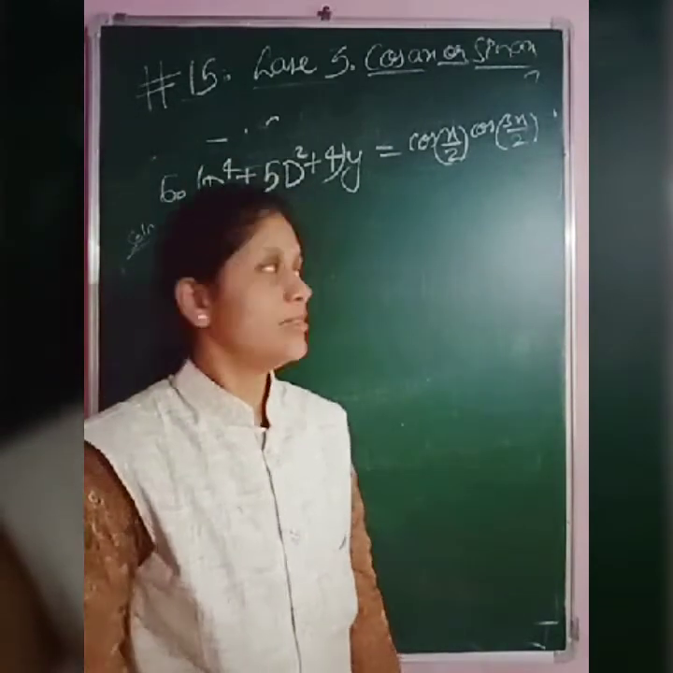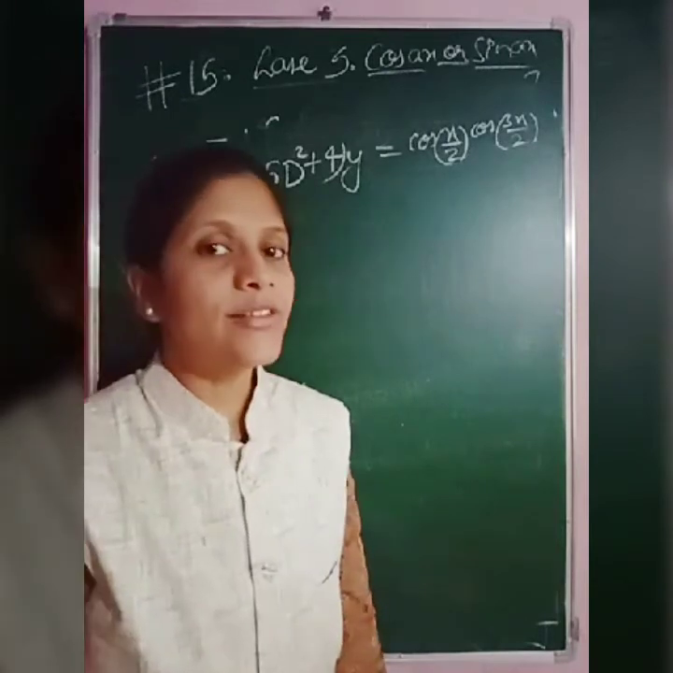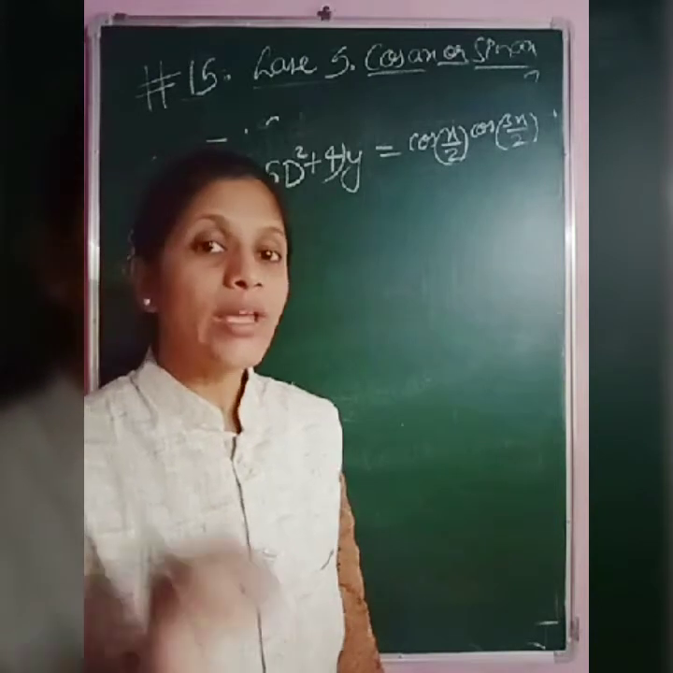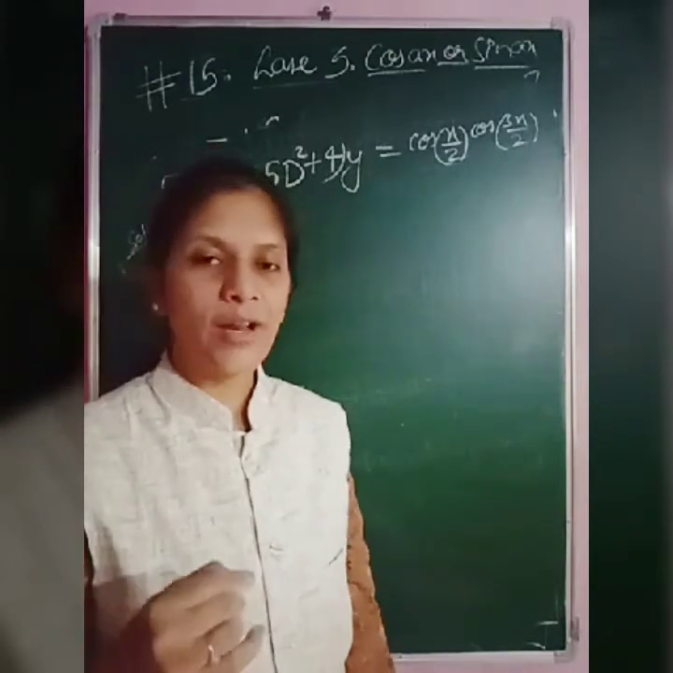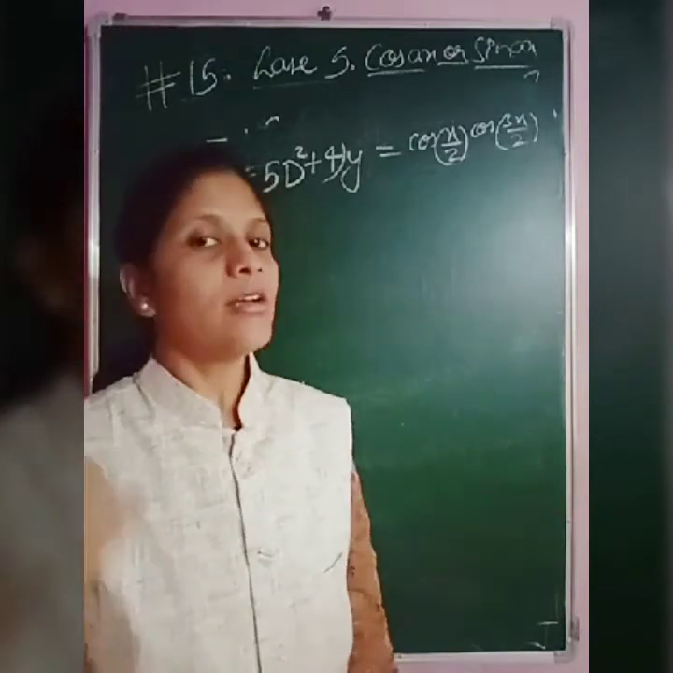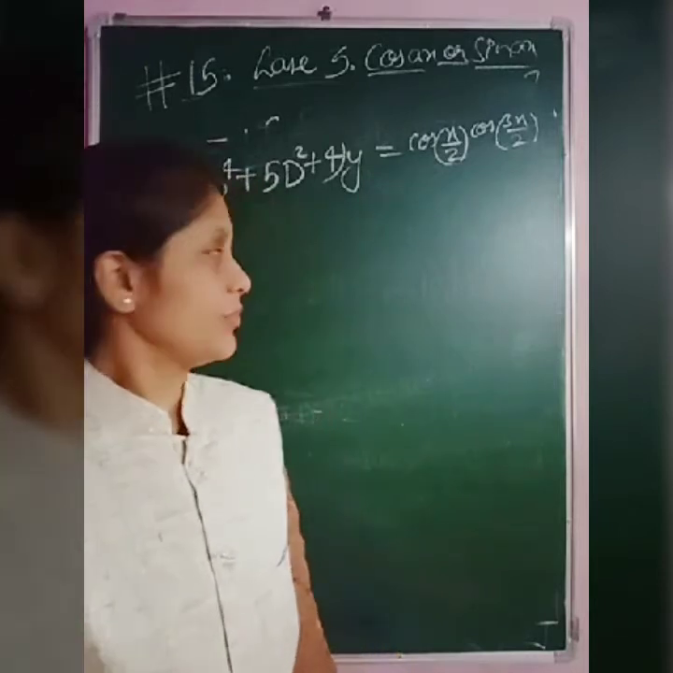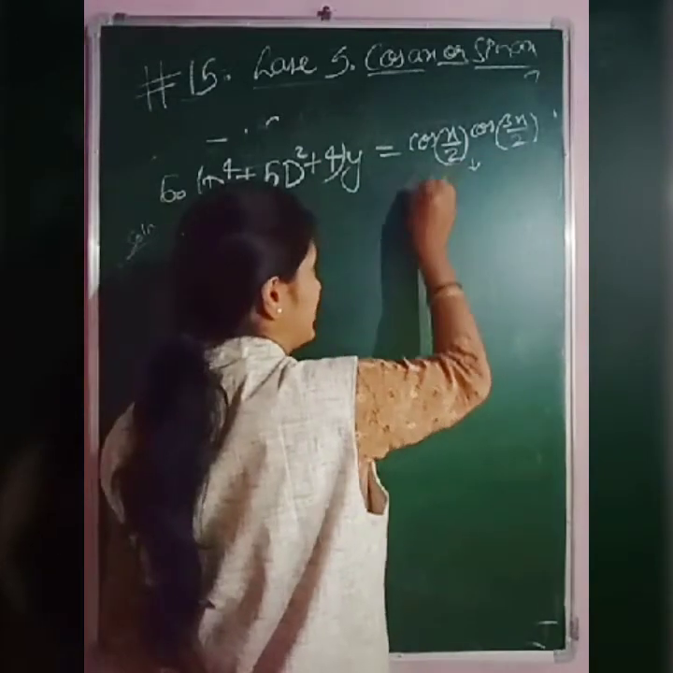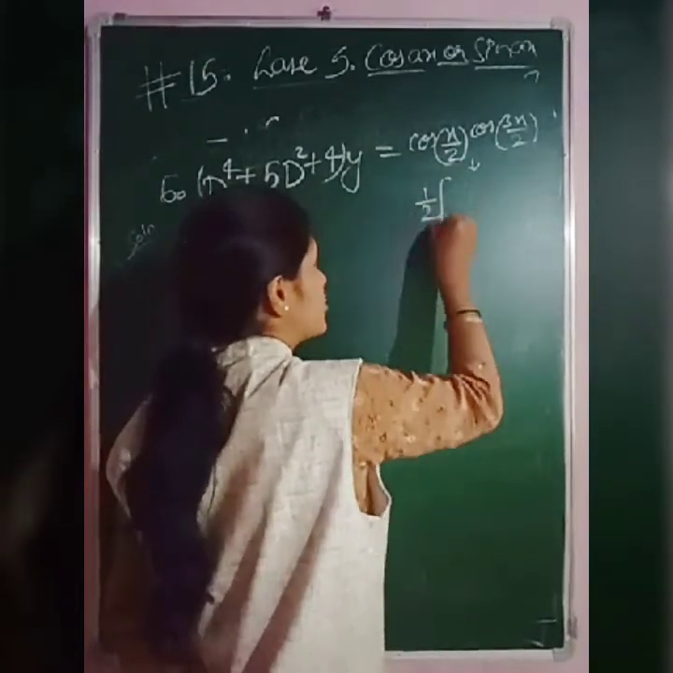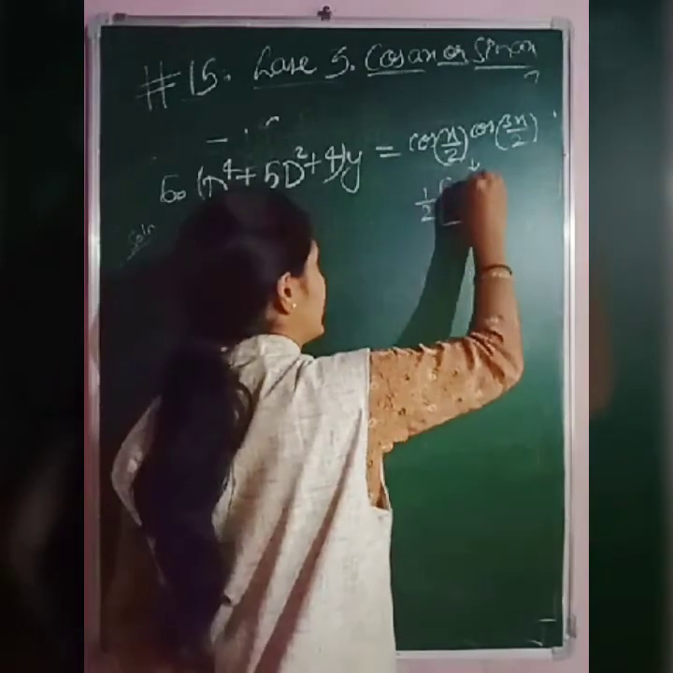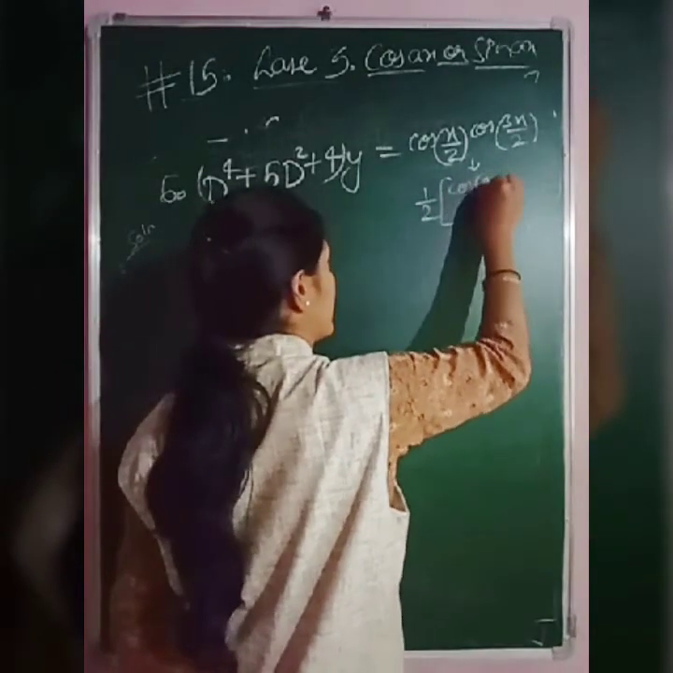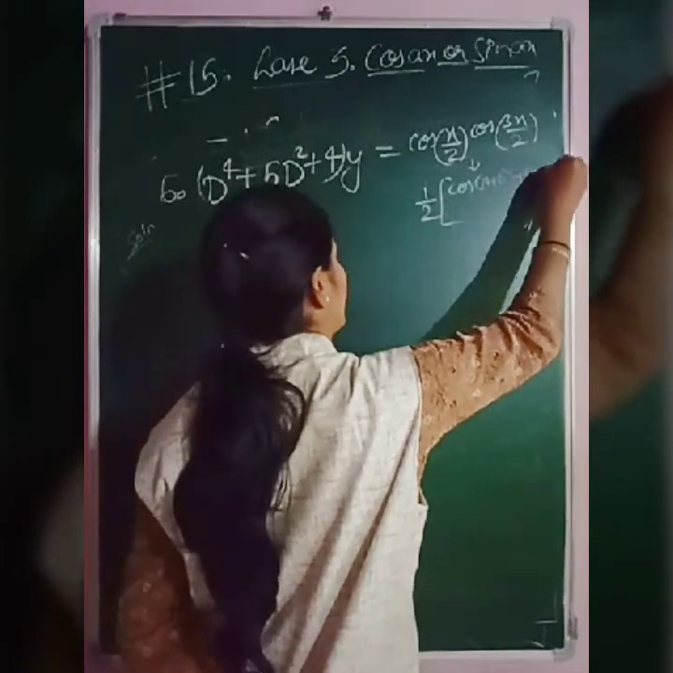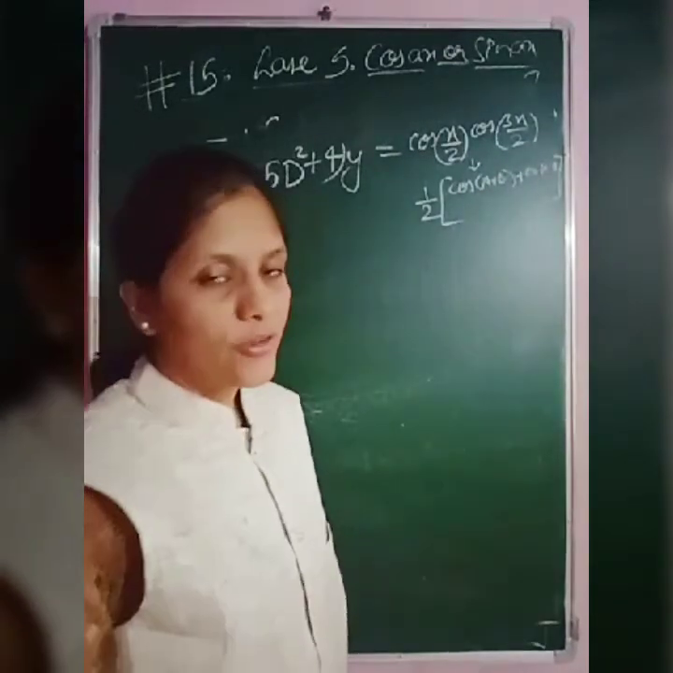Solve the given question. As soon as we see the RHS, what do we understand? It is 2 cos A cos B. So cos A cos B can be written as 1 by 2 of cos (A plus B) plus cos (A minus B). Right? So let us start solving for this.